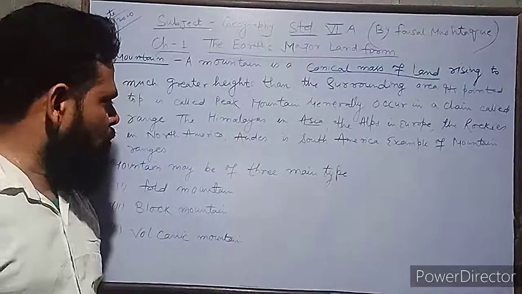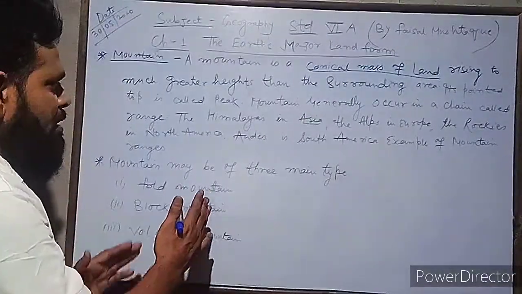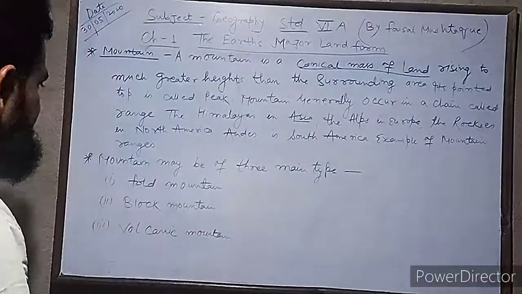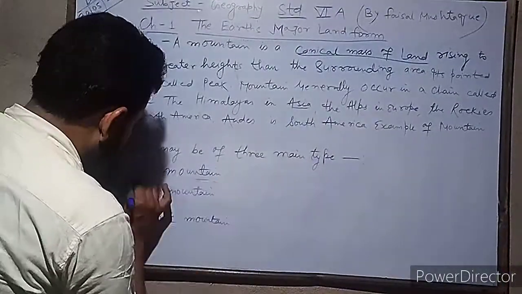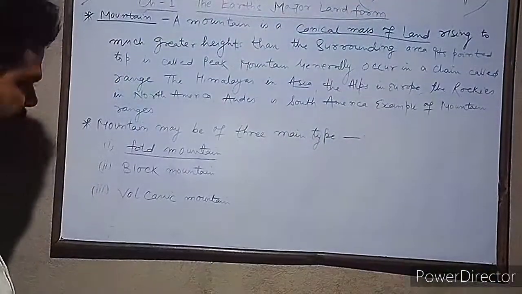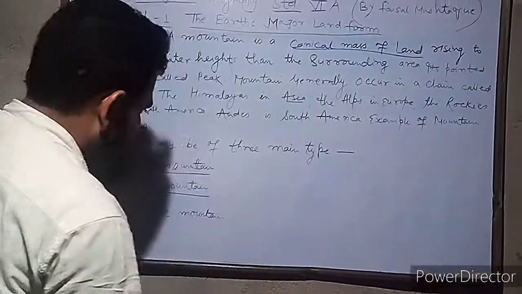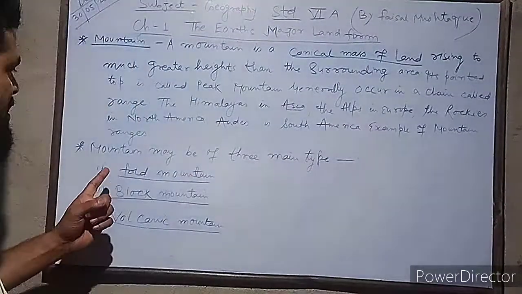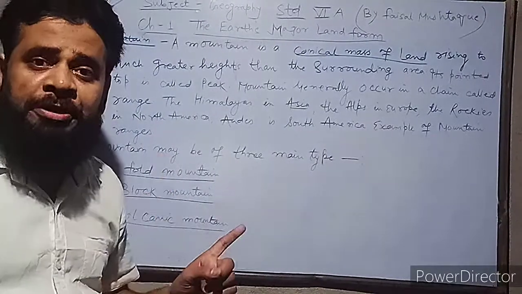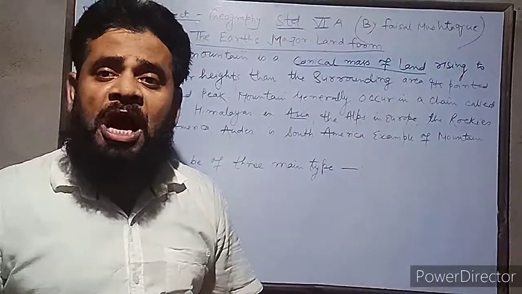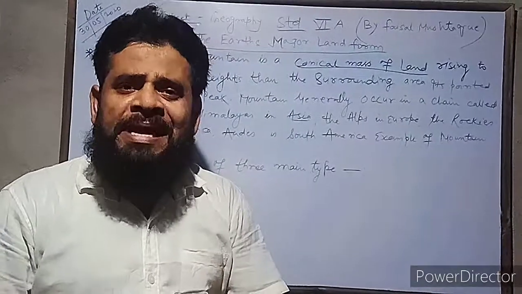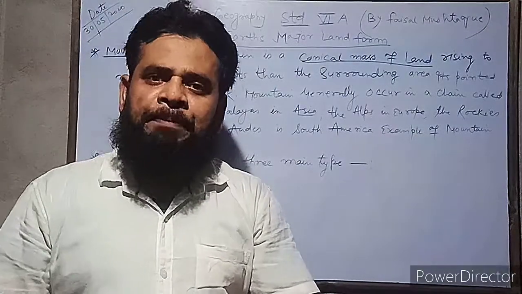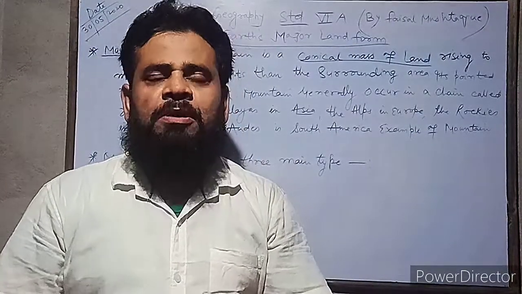Now, the mountain may be of three main types. Three main types I'm telling. First is the fold mountain. Second, block mountain. And third, we talk about volcanic mountains. So now first I will discuss fold mountains. So students, fold mountains are mountains that form mainly by the effect of folding of layers within the upper parts of the earth's crust.